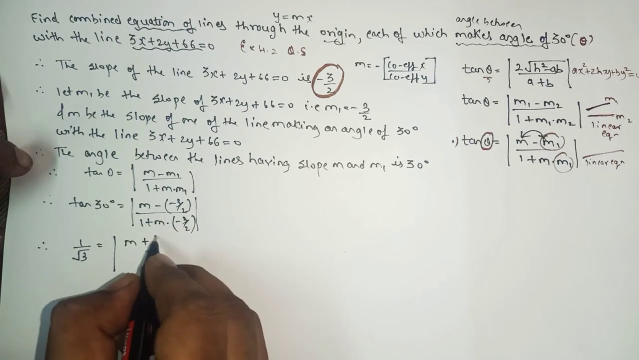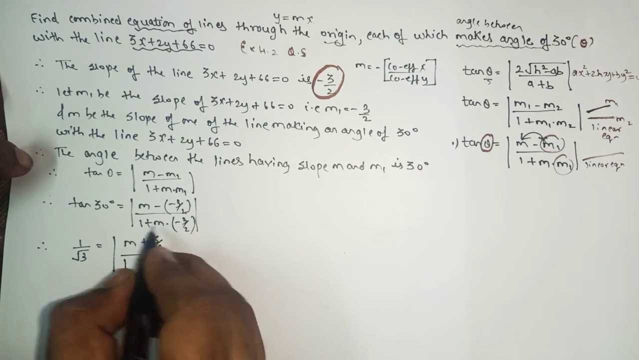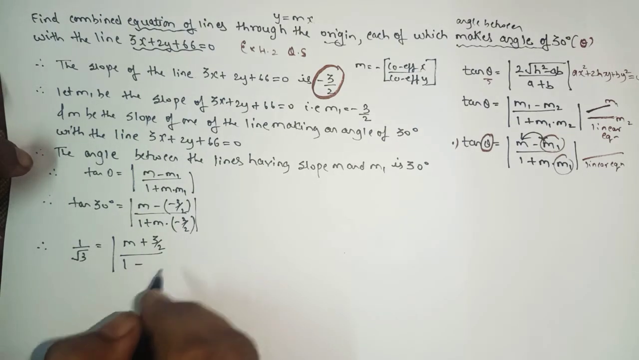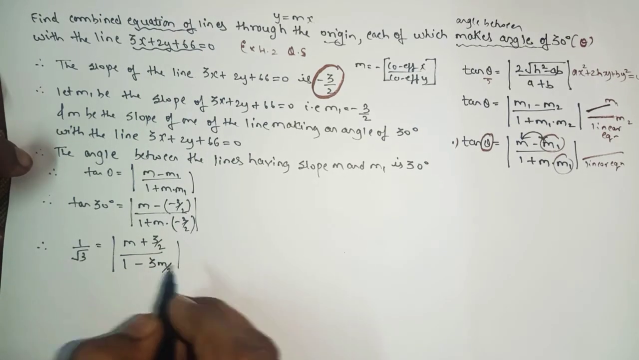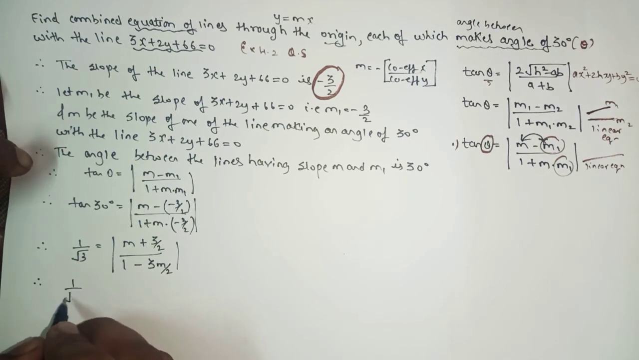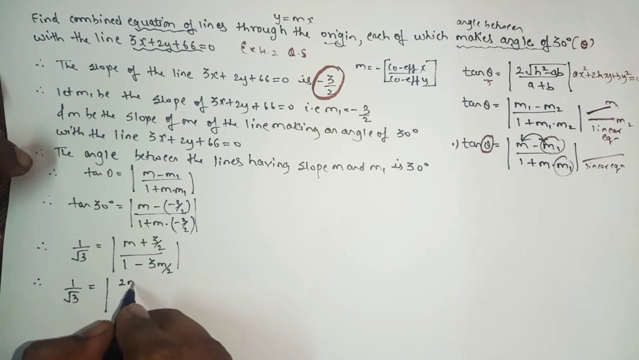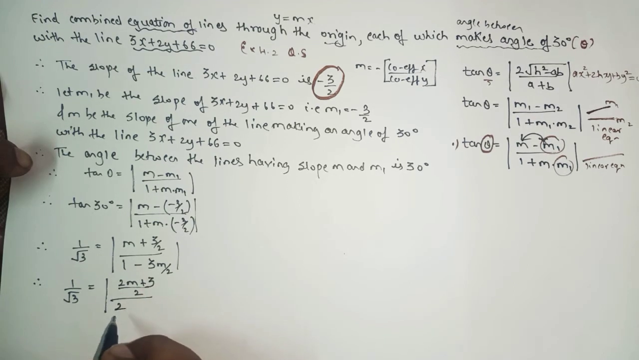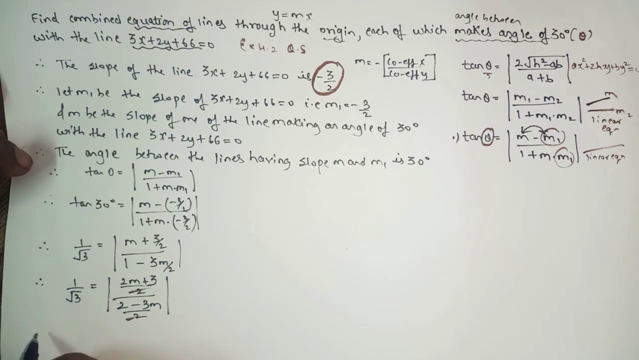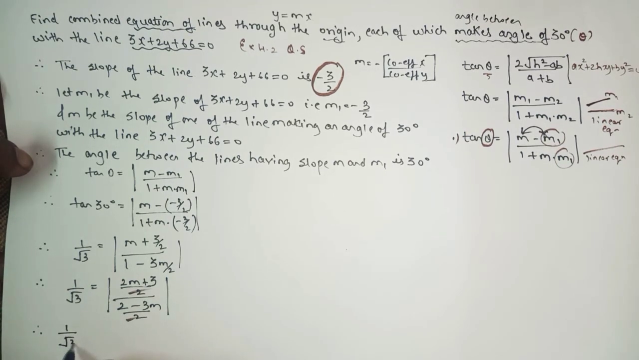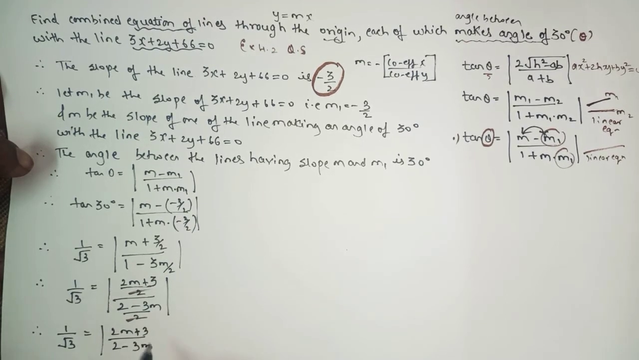M minus minus 3 by 2, that is M plus 3 by 2, and 1 plus minus minus, so this will be 3M by 2. So the next step, this will be same, 1 upon root 3, cross it, so you will get 2M plus 3 upon 2, and here you will get 2 minus 3M upon 2. The 2 will get cancelled. So here we are left with 1 upon root 3 equals to 2M plus 3 upon 2 minus 3M.